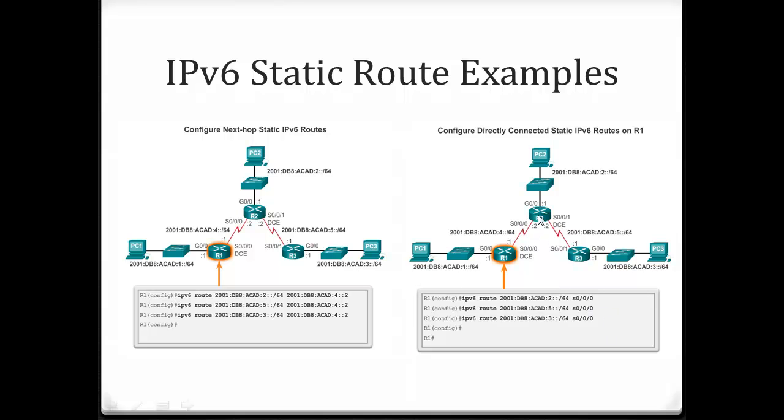I'll pretend that R2 needs a route over here to this 2001:db8:acad:1::/64. So what I would type in there on router 2 to get to that network would be ipv6 route 2001:db8:acad:1::/64. And then in order for R2 to get over to this network, he would send out of his serial 0/0/0.